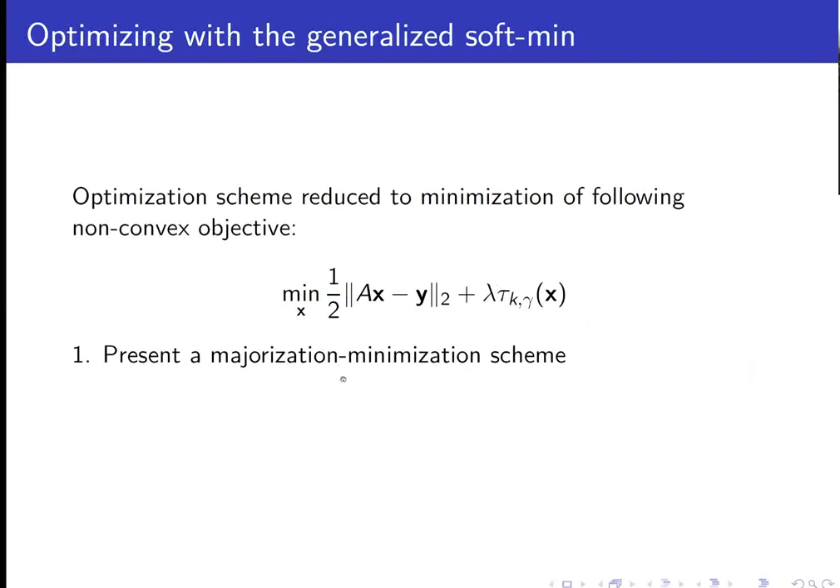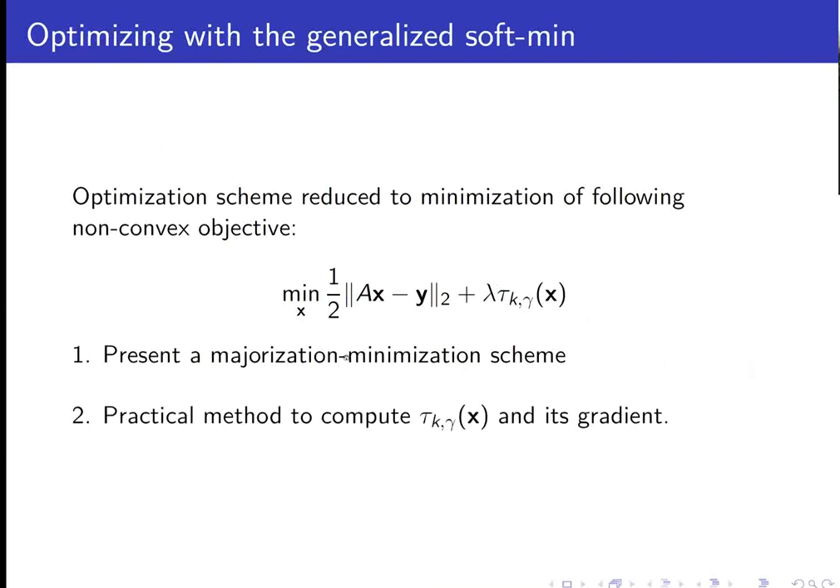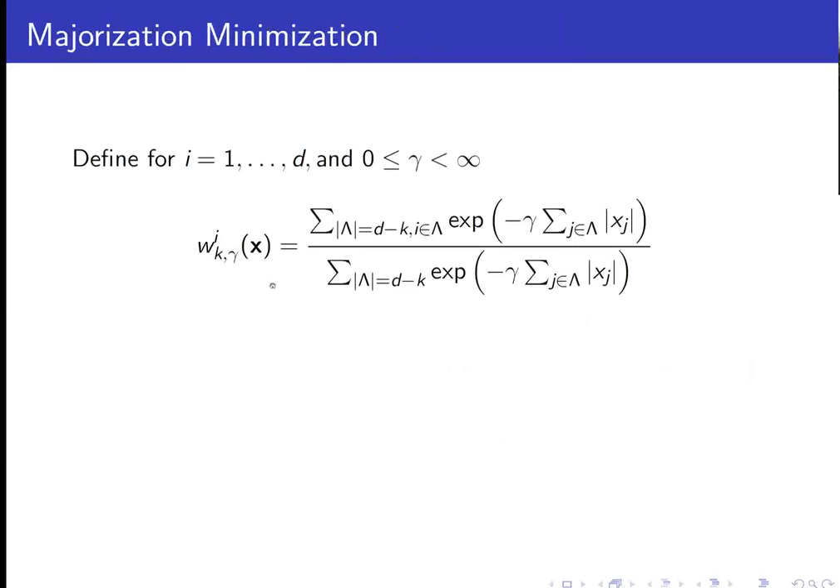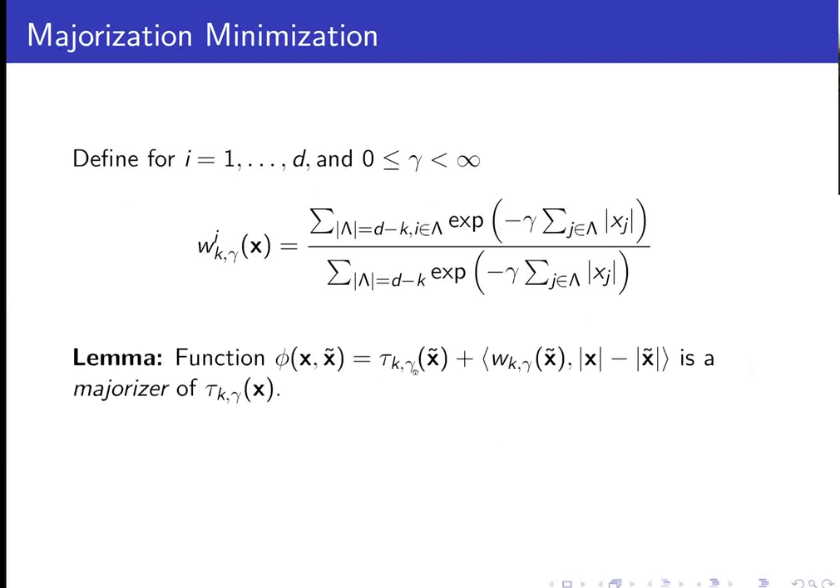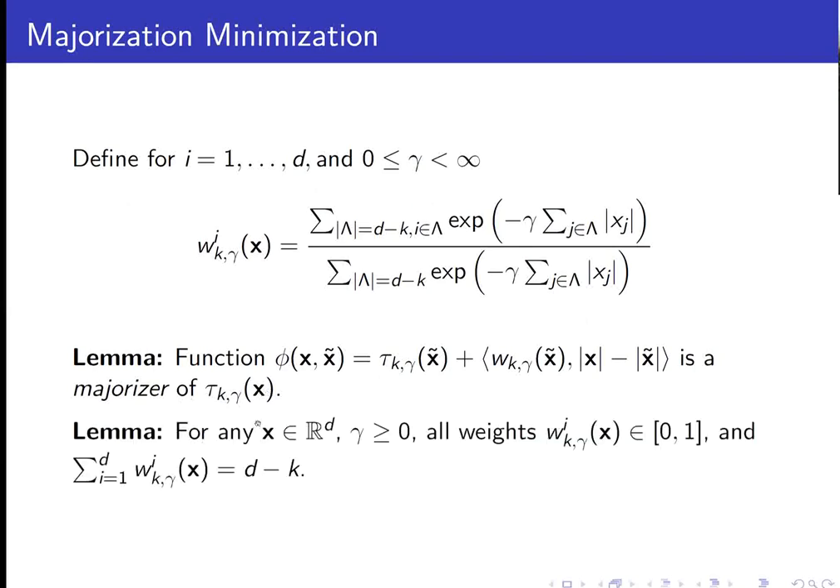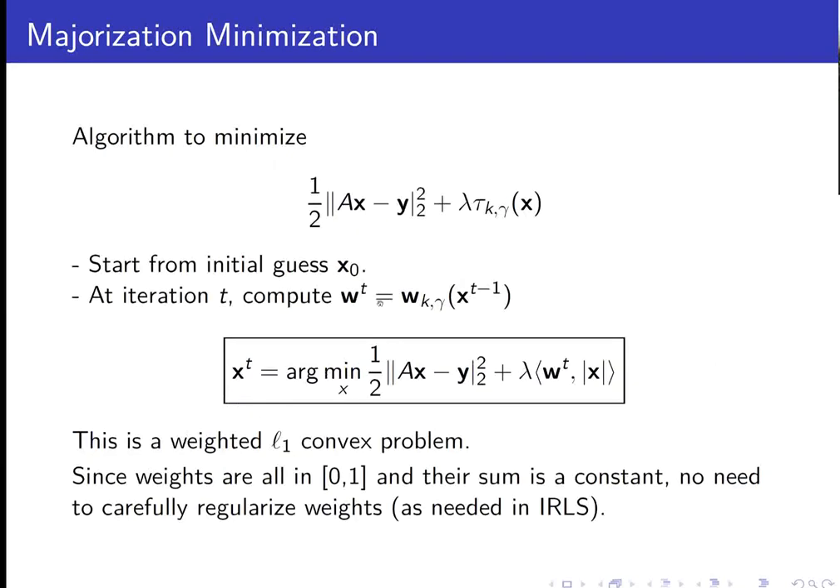First of all, with respect to the majorization minimization, here is the function that is related to the gradient of tau, which also involves an exponential number of sums. It turns out that if you look at this function, it is a majorizer of our original function tau k gamma, and in our majorization minimization scheme, we replace it by its majorizer.